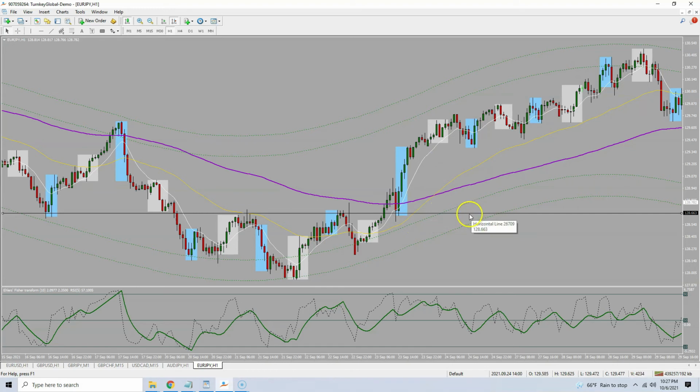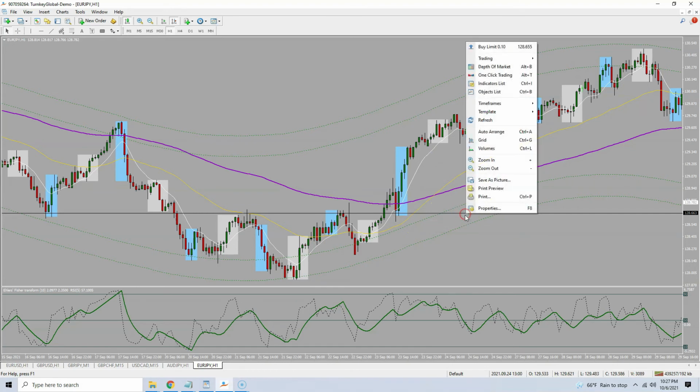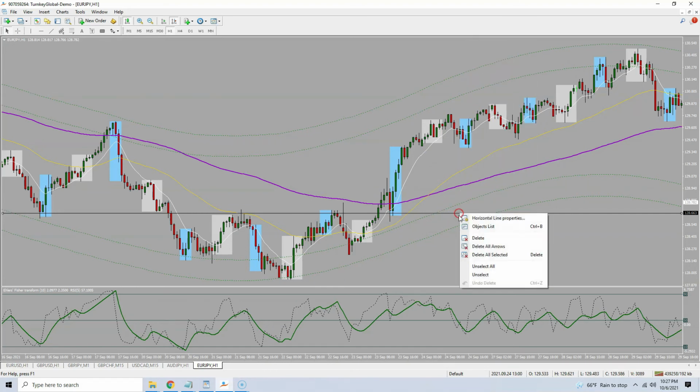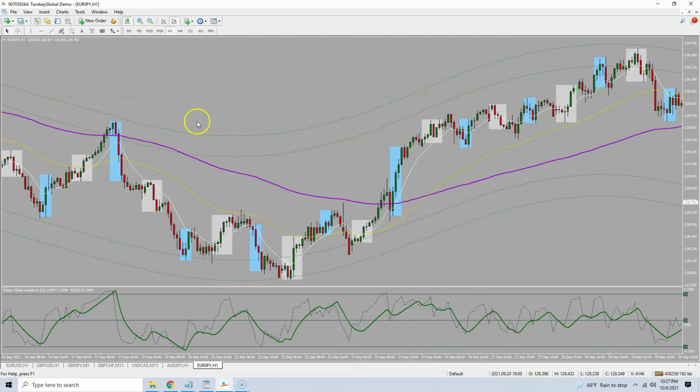So that's what we use the horizontal line for, for the most part. There's something else I use it for as well, but I'll go into that when we get to the strategy video. Just know that you'll need to know how to find that horizontal line.